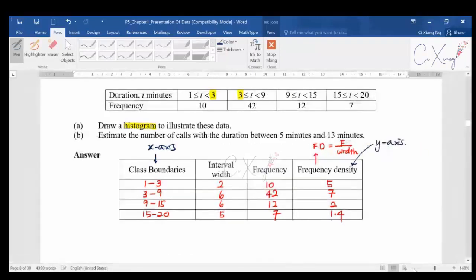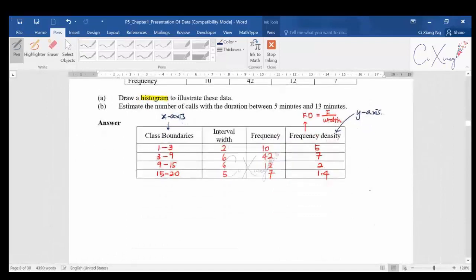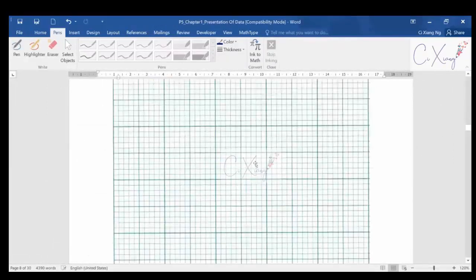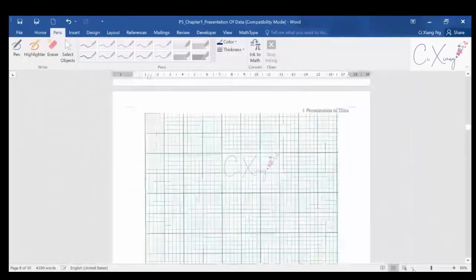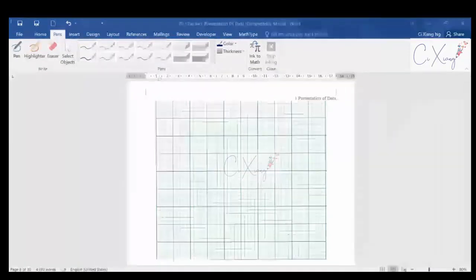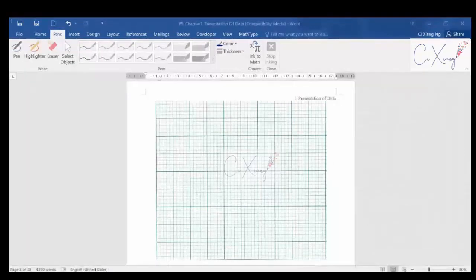Okay, and then how should I sketch the graph? Okay, so I will bring this up. Alright, so I hope that you can see the table, the values that we have just now. This is a graph paper that I provide to you. You will see that it is actually not the whole graph paper. It is only part of the graph paper.